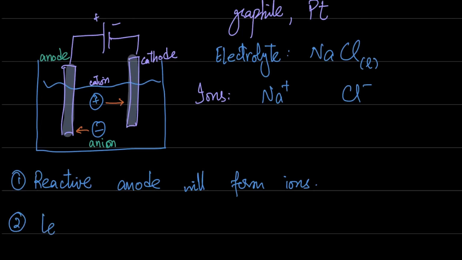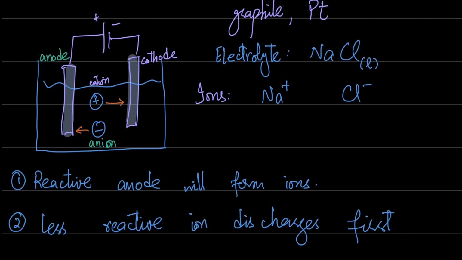Second, less reactive ion discharges first, meaning if I have two negative ions, तो उनमें से पहले कौन सा करेगा? जो लेस रिएक्टिव होगा. जो मोर रिएक्टिव है वो नहीं करेगा, जो लेस रिएक्टिव है वो पहले डिस्चार्ज होगा और दूसरा बाद में करेगा. So they kind of have their turns. All right, any question, you just have to look at these rules. यहां पर मेरे पास है ग्रेफाइट. That means first rule तो apply नहीं होगा because graphite तो reactive है नहीं.